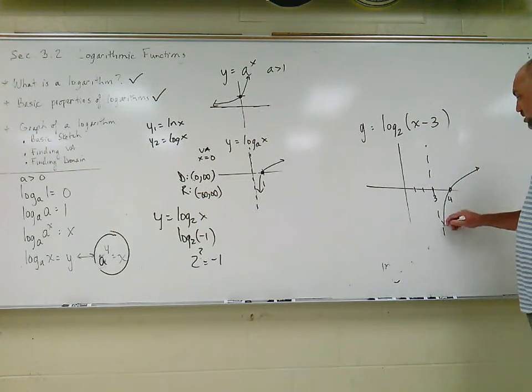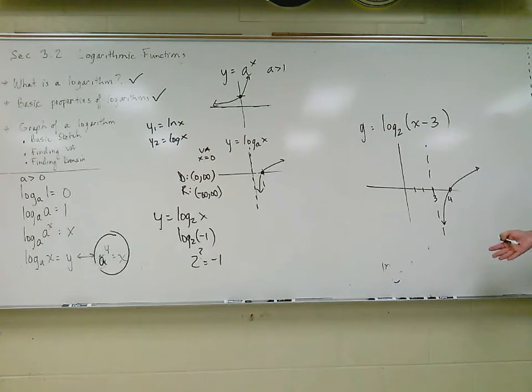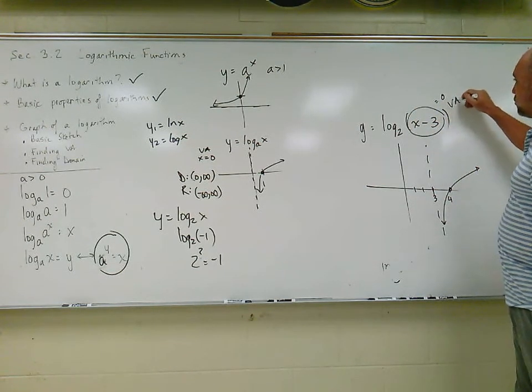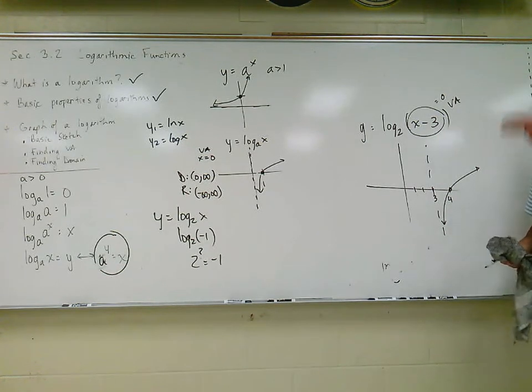So now does that change your range at all? Range. Does it change your domain? So a real easy way, look, whatever makes the inside 0, that's going to be your vertical asymptote, similar to how we did rational functions. Okay? That's going to be your vertical asymptote.